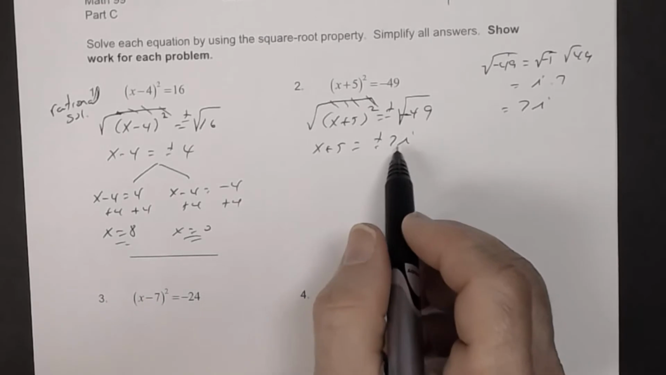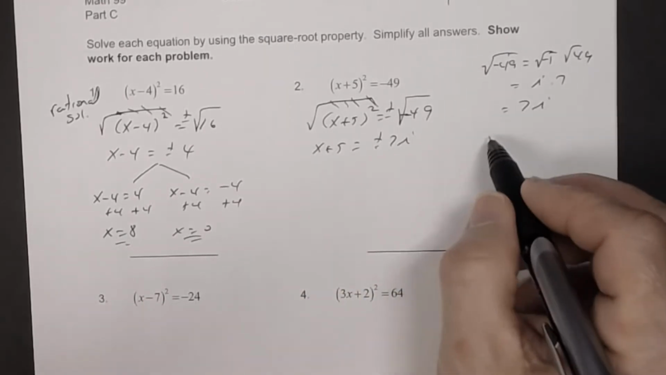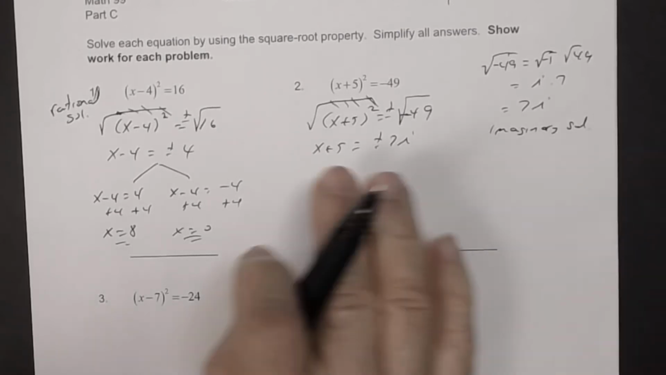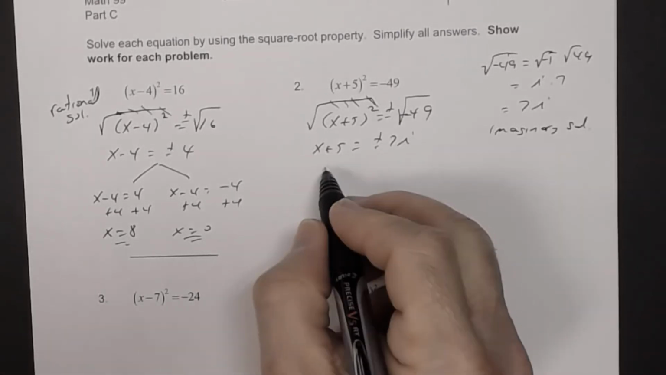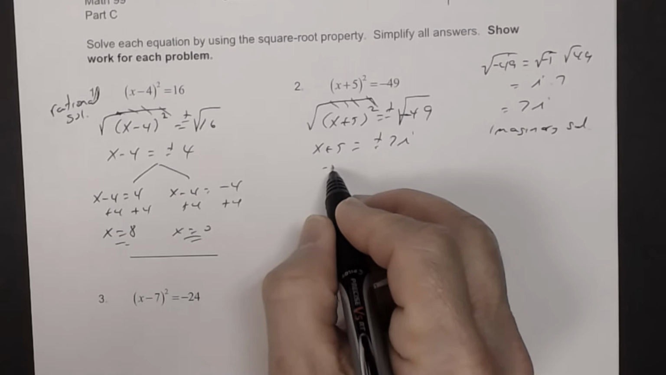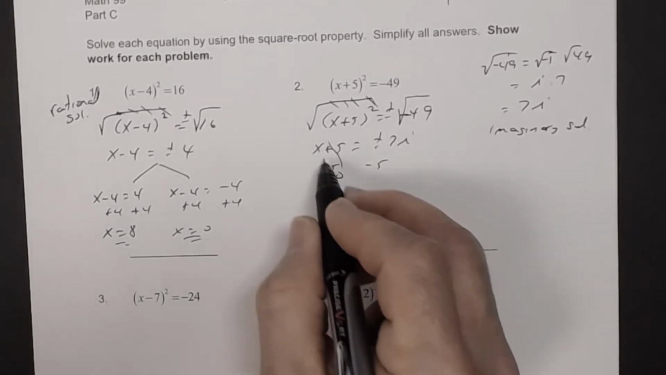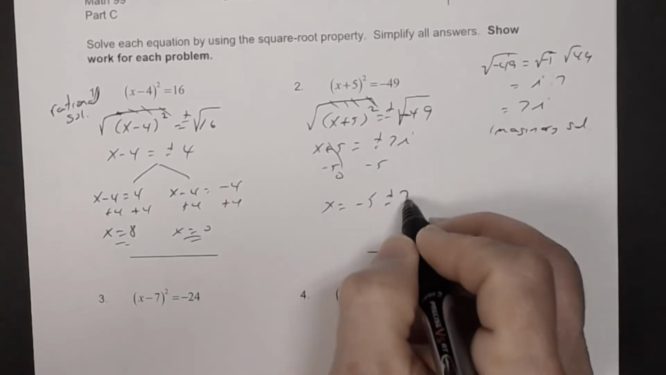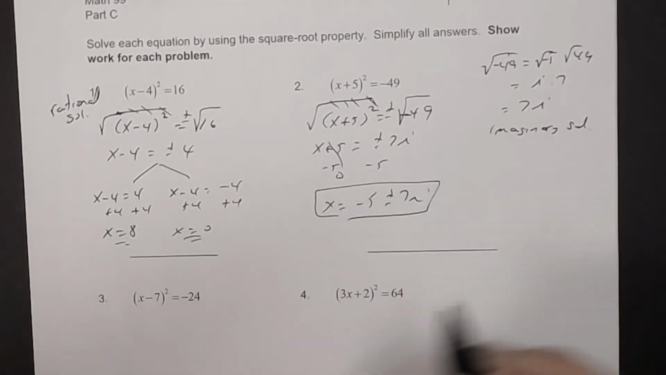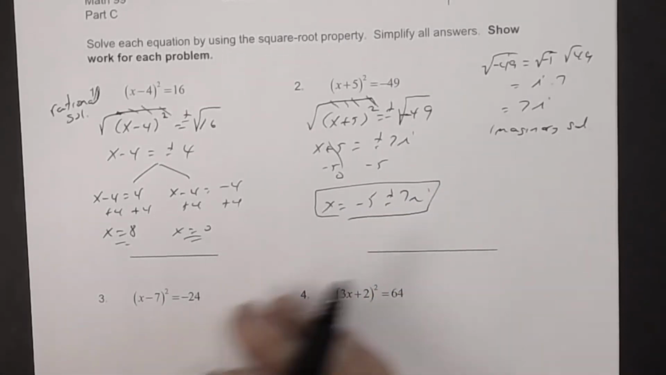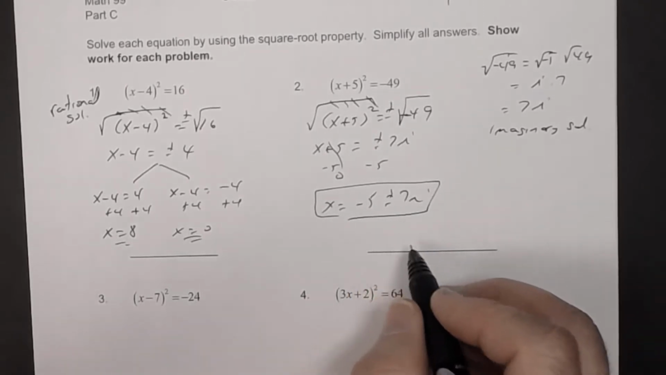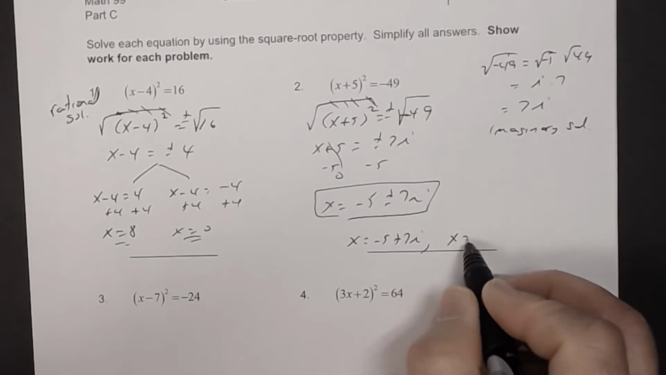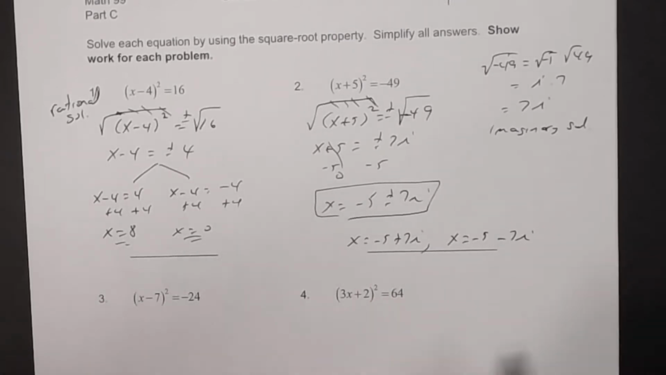Okay? All right, now since these are imaginary solutions, you can write your answer like I'm about to do. Just get x by itself, so you subtract 5. Combine like terms, and you get x equals negative 5 plus or minus 7i. And so that's your answer. If you want to write them as two separate solutions, you can: x equals negative 5 plus 7i, comma, x equals negative 5 minus 7i. It does not matter.